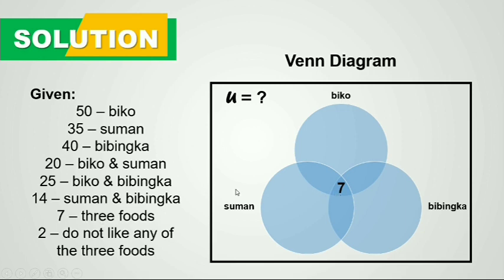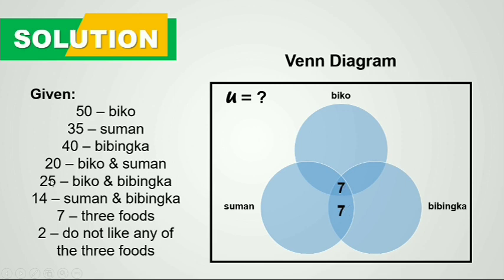And then we're gonna start from here going up. So 14 of them like 𝗬𝗵 and 𝗏𝗏𝗃, so 𝗬𝗵 and 𝗏𝗏𝗃 is 14. And since there is already 7 here, we only need to put 7 in this part, right? Because 7 plus 7, that's 14.